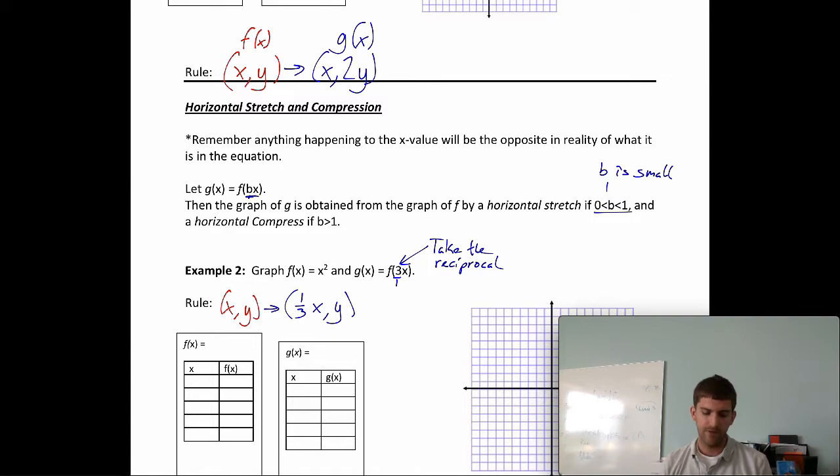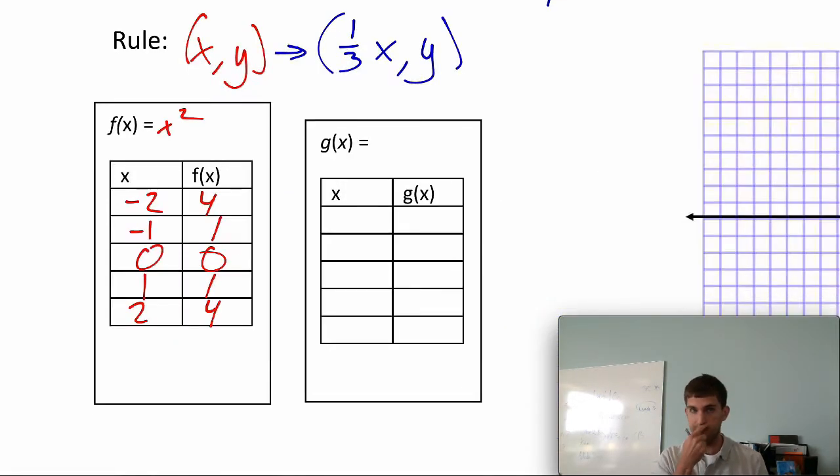So f of x equals x squared. Sorry, doing that in red. We're going to use the same x values from -2 to 2. When we plug that in, we get 4, 1, 0, 1, 4. We're going to use these a good amount, so they probably will start becoming second nature to you.